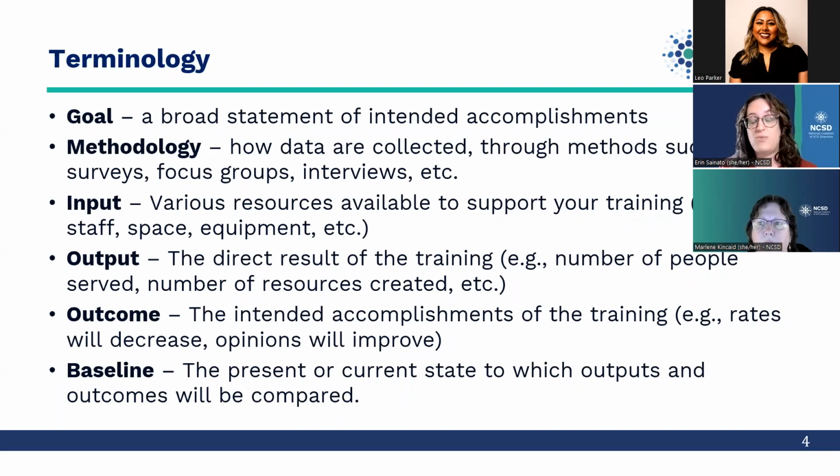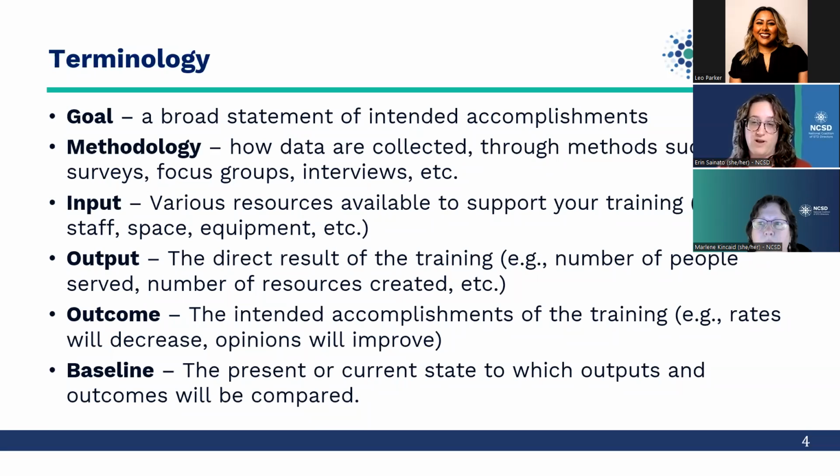For input, input is what's going to go into your training evaluation or into your training itself or your program itself. So various resources available to you to support your training, such as staff, space, or equipment. And output is the direct result of the training. So for example, the number of people served or the number of resources created. And it is similar but different to an outcome, which is the intended accomplishments of the training. So do we want to see rates decrease? Do we want to see opinions improve? And we can look at that on the next slide to talk a little bit about what this difference is between outputs and outcomes.